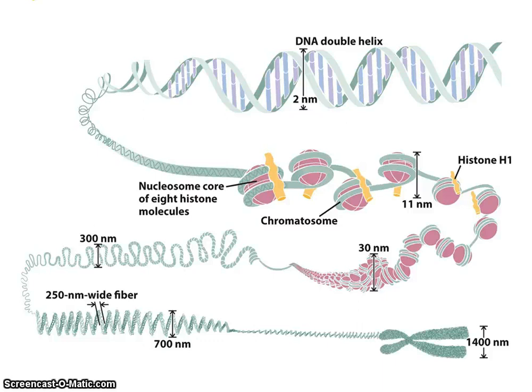Okay, so in eukaryotes, eukaryotic DNA is structured around nucleosomes that are comprised of histones, and we'll see exactly what those look like in the next slide.